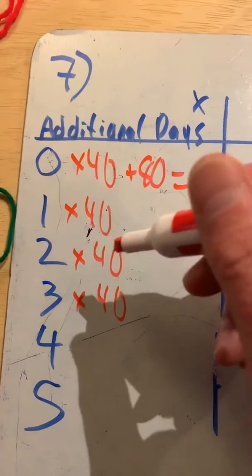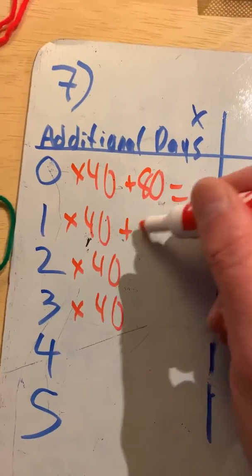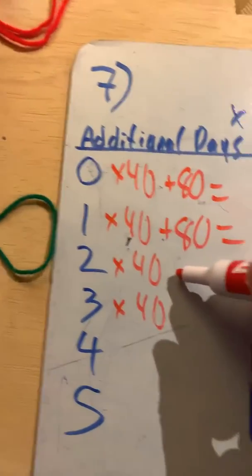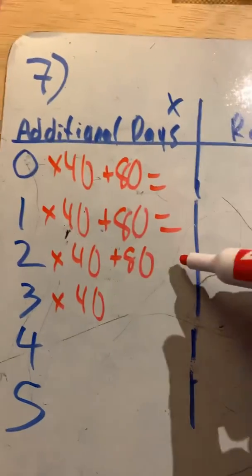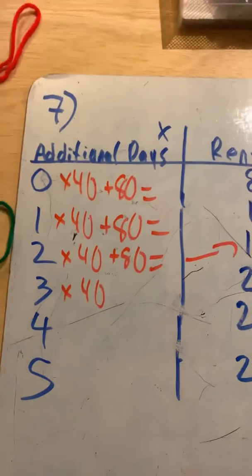If it works for, let's check for one additional day. 1 times 40 is 40, plus 80 equals 120. And 2 times 40 is 80, plus 80 equals 160. So it works for every term in the pattern.